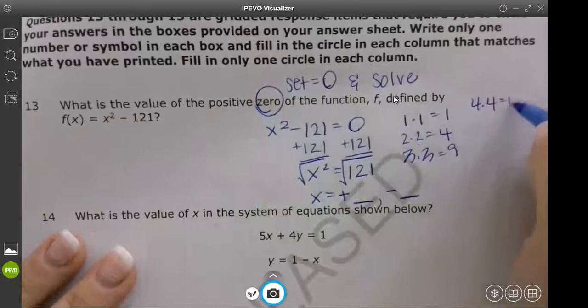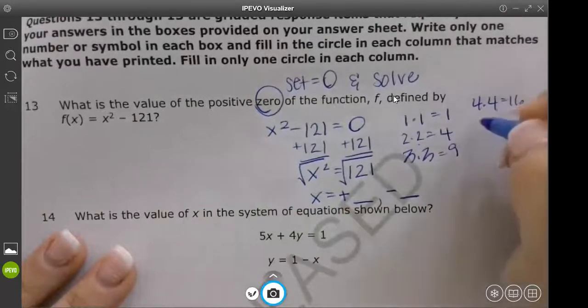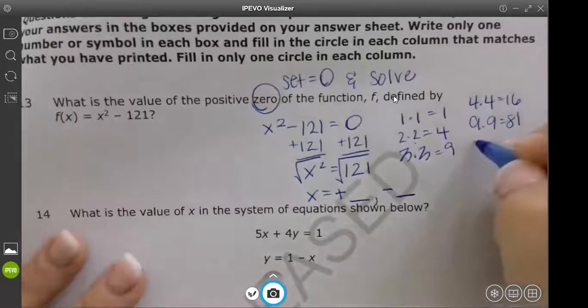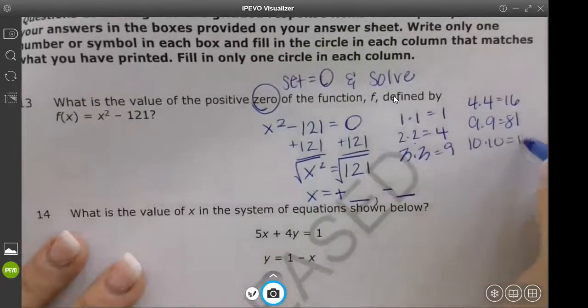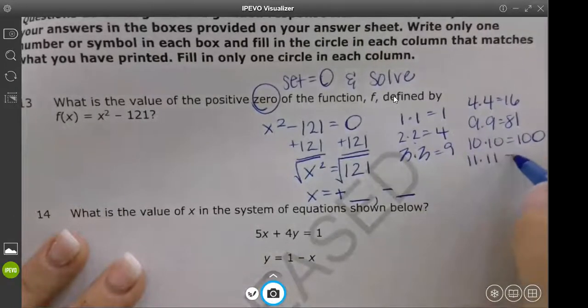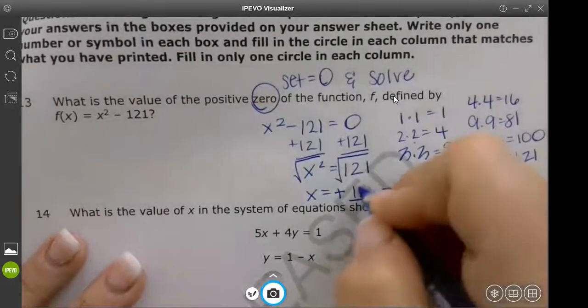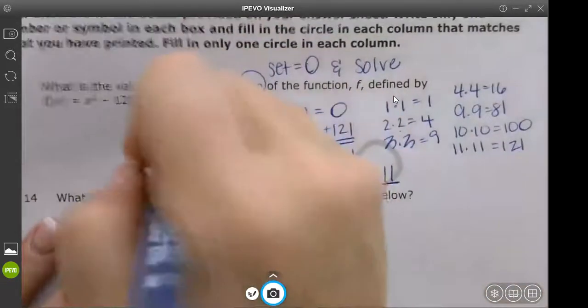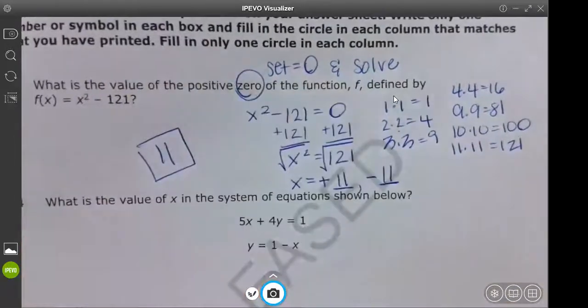4 times 4 is 16, so that doesn't work. I'm going to keep going. 9 times 9 is 81. I'm almost there. 10 times 10 is 100. 11 times 11 is 121. So it asks for the positive 0. So your answer is 11.